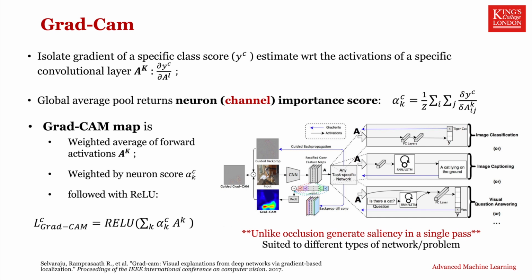Grad-cam works by isolating the gradient of a specific class score, here termed YC, with respect to the feature map activations from a given convolutional layer, which in their notation is AK. These activations undergo global average pooling to return one importance value over all space for each activation in that layer. So in other words, they return a channel or neuron importance score for that class.